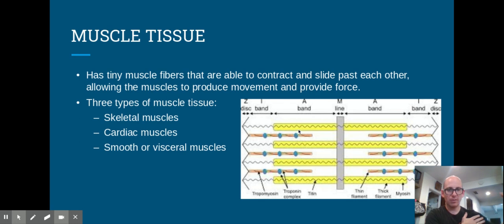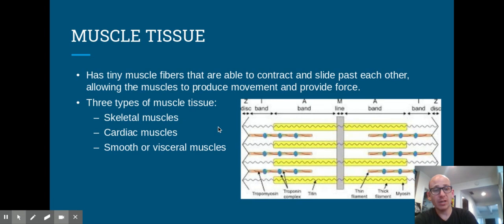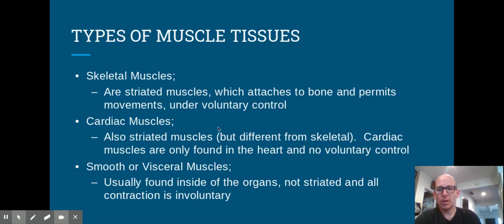Okay, so I'm not going to flex my biceps, but basically that's what happens. That muscle's getting shorter as the muscle fibers are sliding past each other. And then as it extends, they slide back the other way. We have three major types of muscle tissue, which is skeletal, cardiac, and smooth or visceral. Okay, so we're going to look briefly at those.